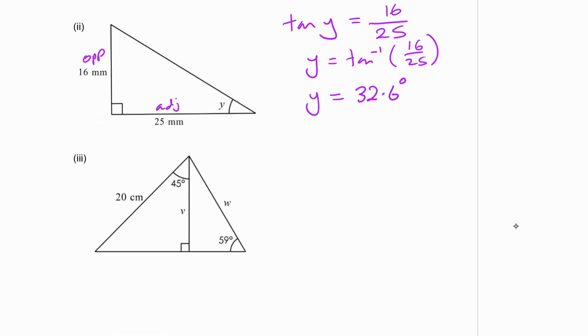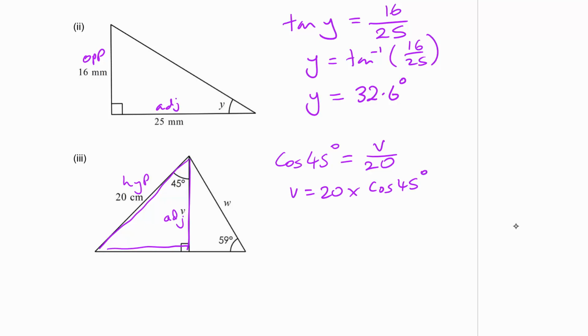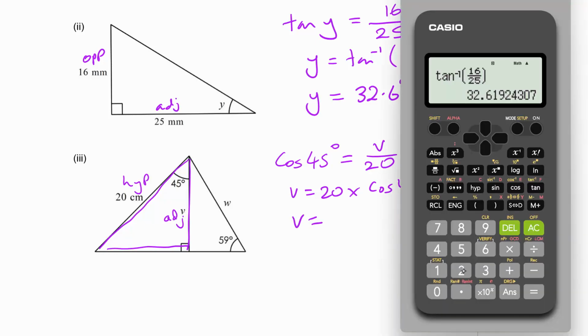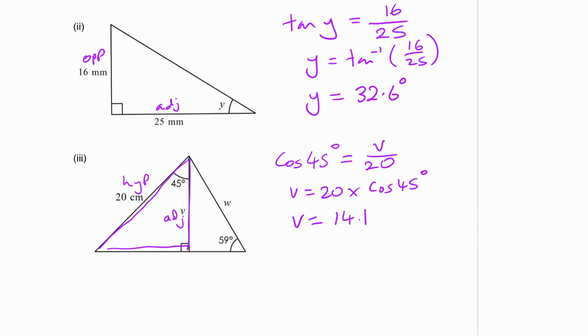Now with this next one, we can work out V first. Now looking at this triangle, this one is the adjacent and this one is the hypotenuse. So that's the cosine. So cos 45 degrees is equal to the adjacent over the hypotenuse. And so V is going to be 20 times cos 45. So 20 times cos 45 is 14.1.